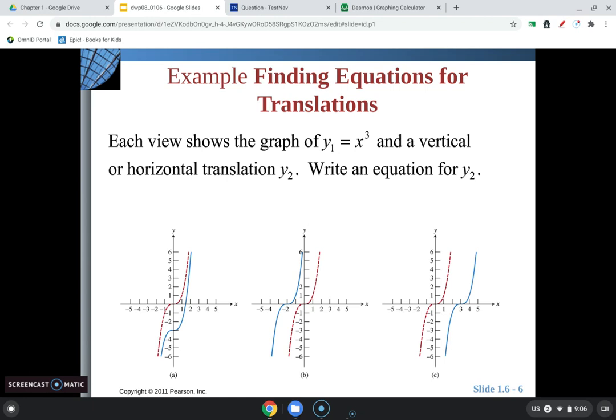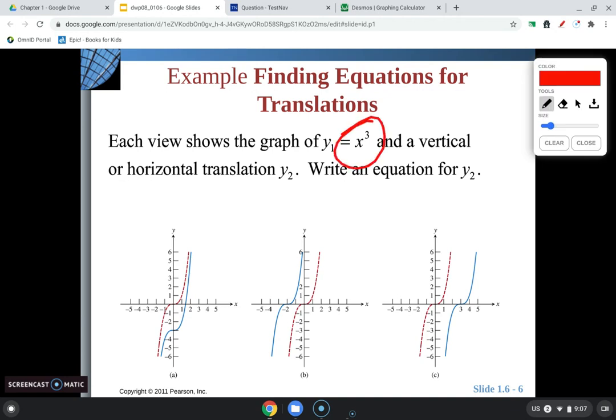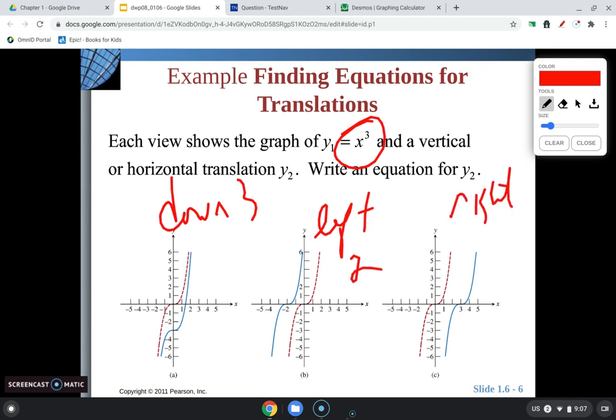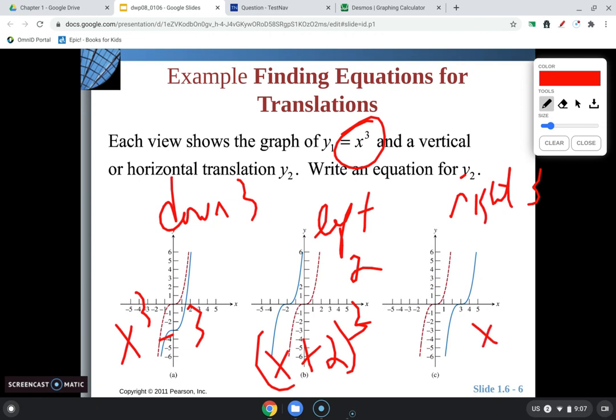Got some different things going on here. X cubed is the original function. So that A is going to be what? Well, here to here is down 3. This would be left 2. And this would be right 3. So if we wanted to see this, it would be x cubed minus 3. This would be left, x plus 2 cubed. And this would be x minus 3 cubed if you were looking at the function.